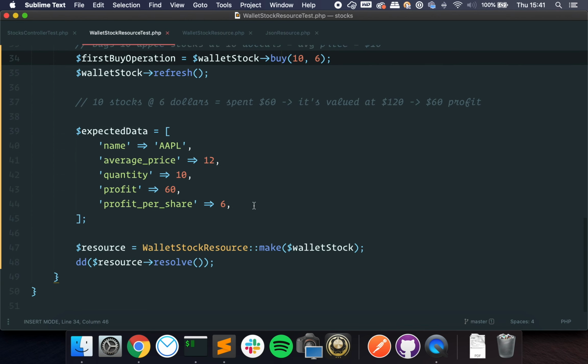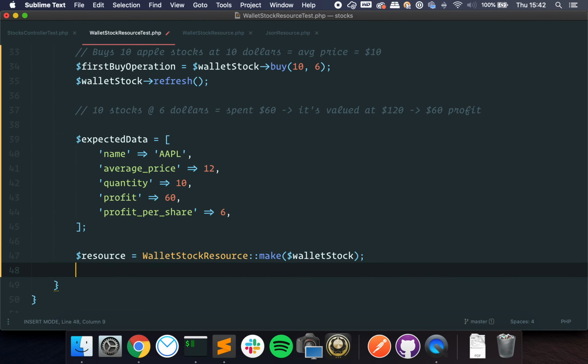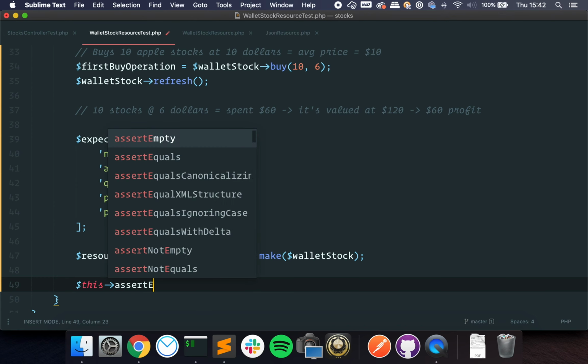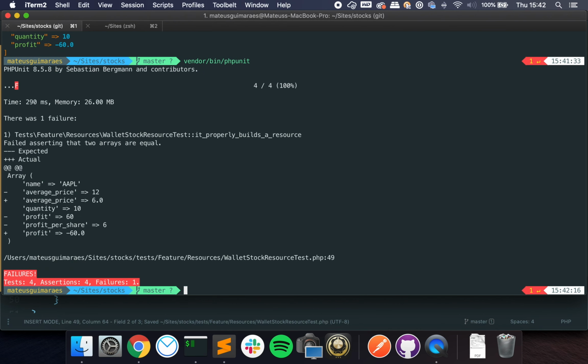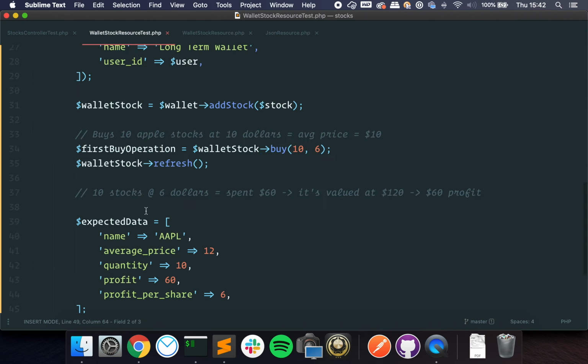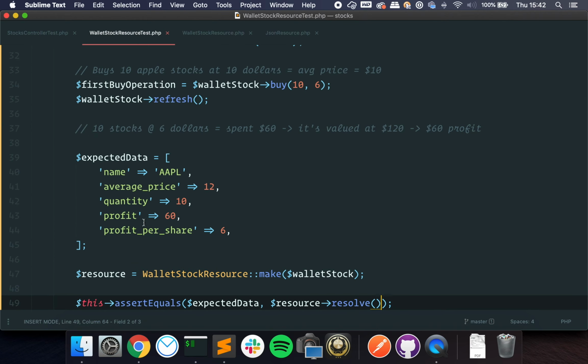Okay, let's see what is wrong here. Let's finish the test first. So what we want to do is to make sure that we expect this array to be on the resource resolve method. And okay, so average price is wrong. We got a 6.